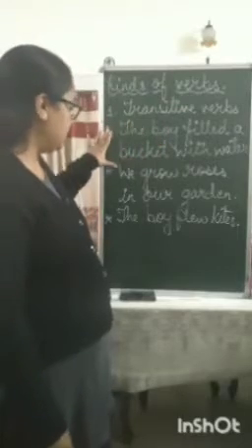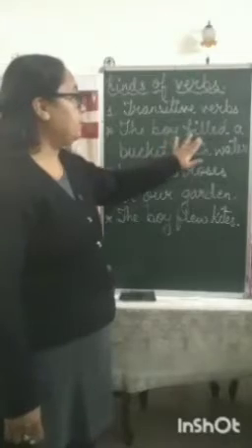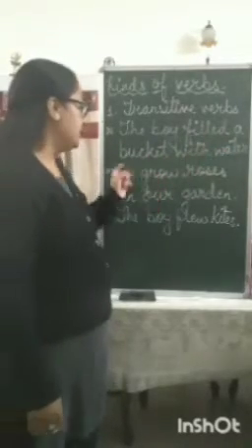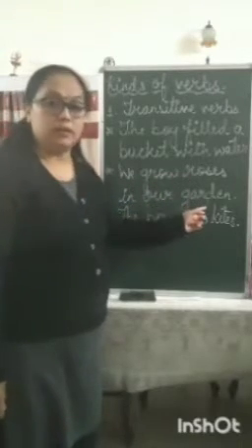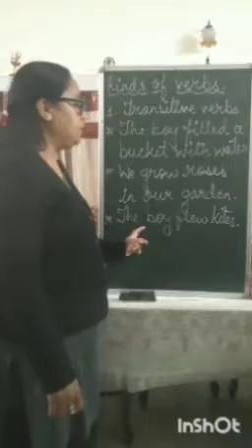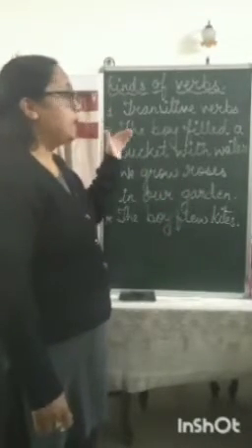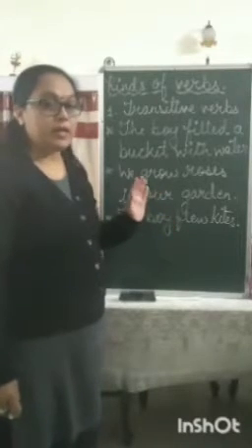Now first read these 3 sentences. The first sentence, the boy filled a bucket with water. Second one, we grow roses in our garden. And third, the boy flew kites. Now, what are the verbs which are used in these sentences? First, we will underline them.